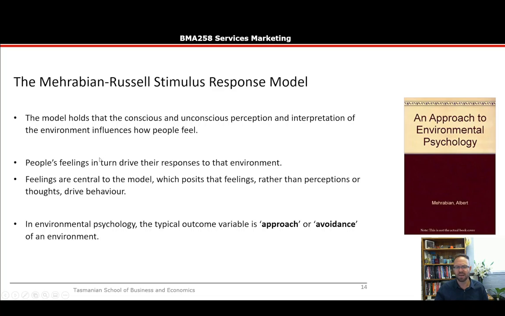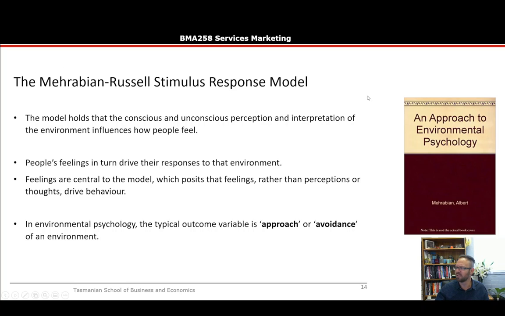Right, in environmental psychology, the typical outcome variable is approach and avoidance. And we're going to look at those coming up later. And for marketing, it's critically important because if people aren't coming into our business or into our store or into whatever wherever we're operating, if they're not coming in there, it's quite possible it's because we're generating avoidance behaviours rather than the approach behaviours.